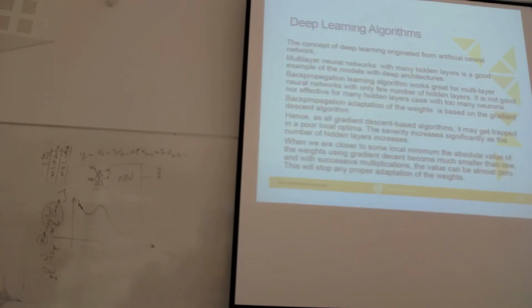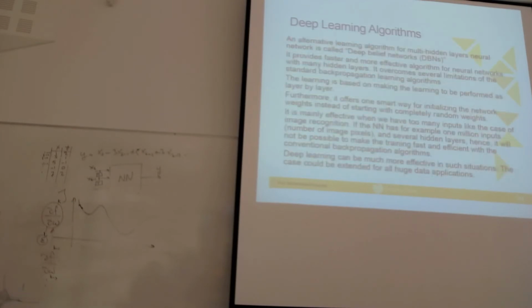Deep learning. Everyone, I guess, has heard about deep learning. What is deep learning, what does it mean, and what is the difference between deep learning and feed-forward neural networks? One of the problems of feed-forward neural networks is that they depend on the gradient or stochastic gradient descent.